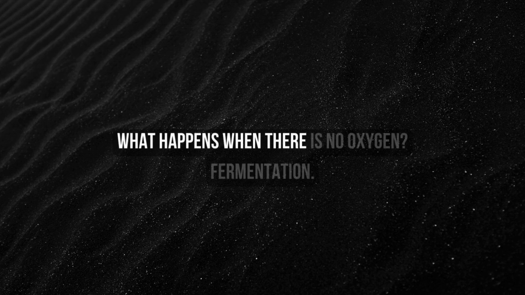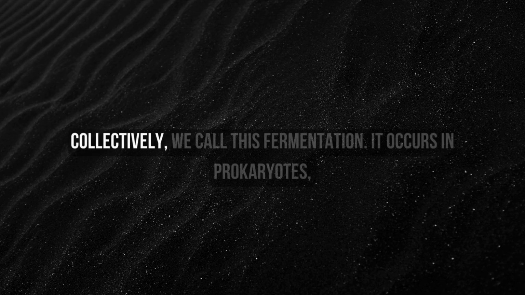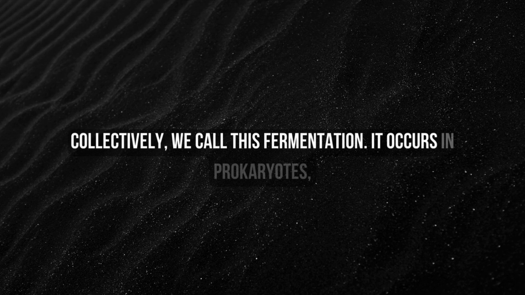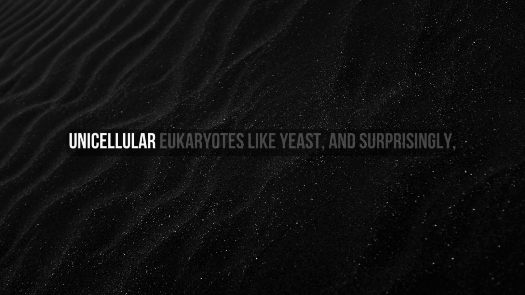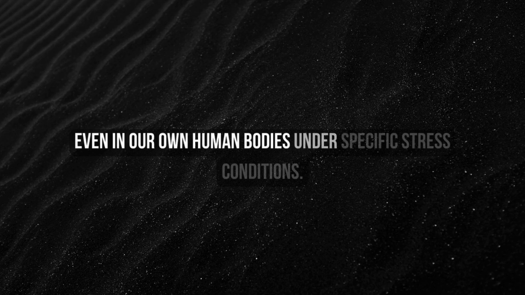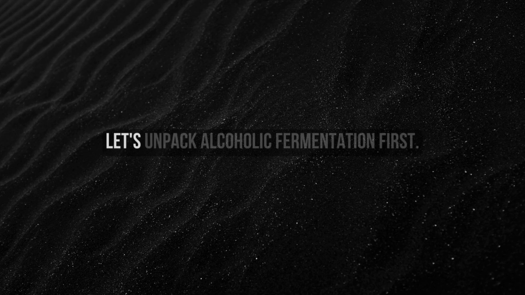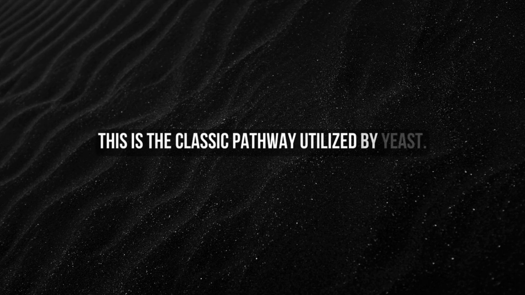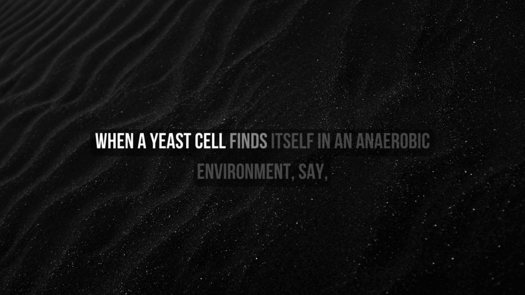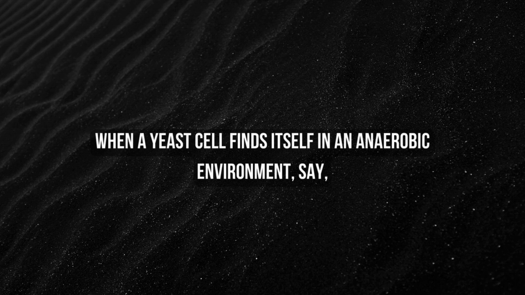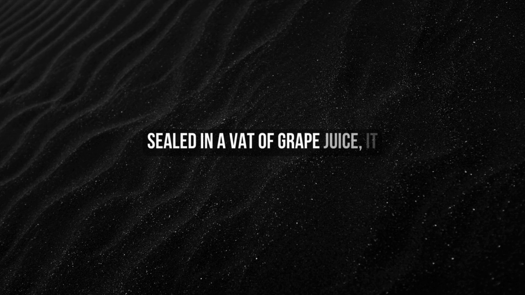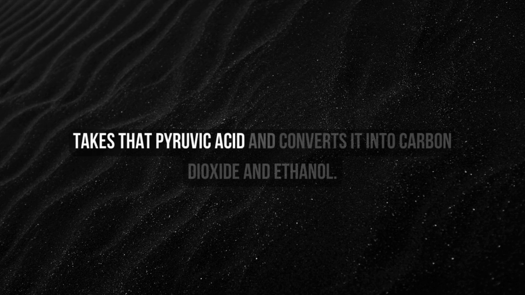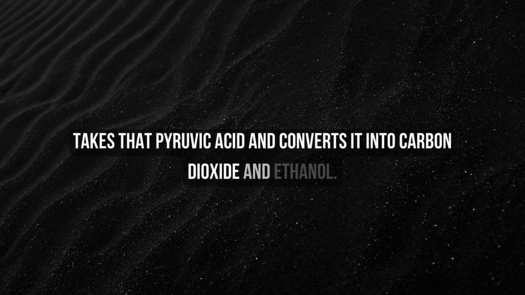What happens when there is no oxygen? Fermentation. Collectively, we call this fermentation. It occurs in prokaryotes, unicellular eukaryotes like yeast, and surprisingly, even in our own human bodies under specific stress conditions. Let's unpack alcoholic fermentation first. This is the classic pathway utilized by yeast. When a yeast cell finds itself in an anaerobic environment, say sealed in a vat of grape juice, it takes that pyruvic acid and converts it into carbon dioxide and ethanol.